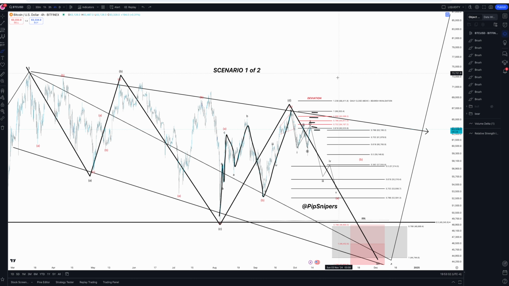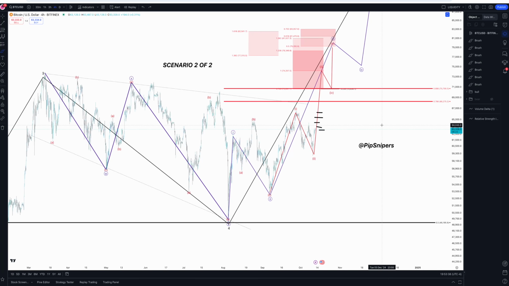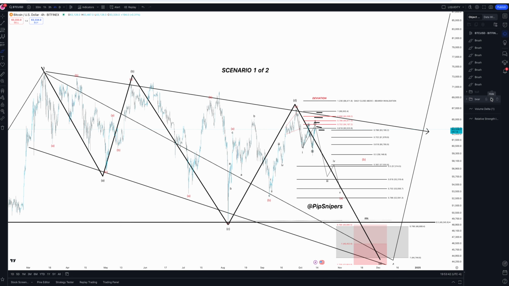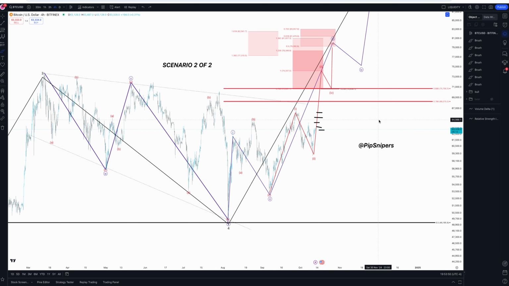So it can deviate to around 68,411 and still be bearish. Okay, if you get a daily close above 68,411 right over here, then it's likely we'll be doing the bullish scenario. Okay, this is the bullish scenario.